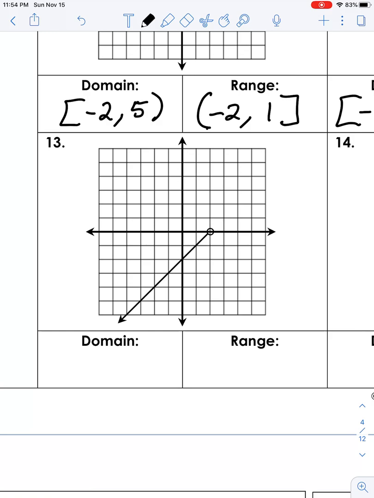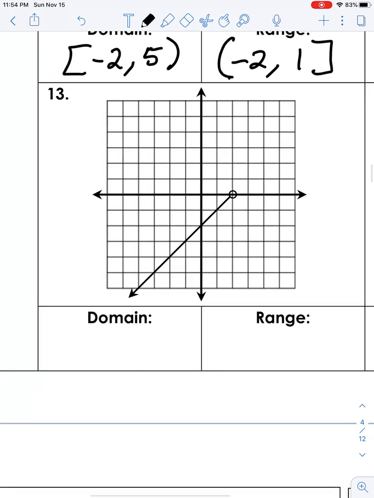Number 13. Domain, far left point to far right point. This arrow right here means that this graph is going left forever, so -infinity. Now, it does have a far stopping point on the right, that I just drew my pencil through. That point right there is where it stops on the right. If you count over to it, that's 2. And it's an open circle, so parenthesis.